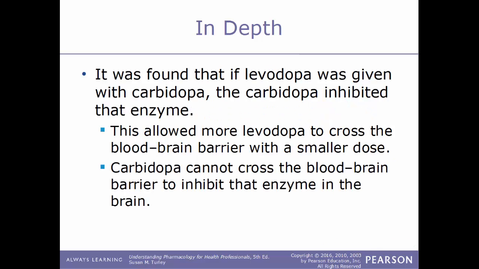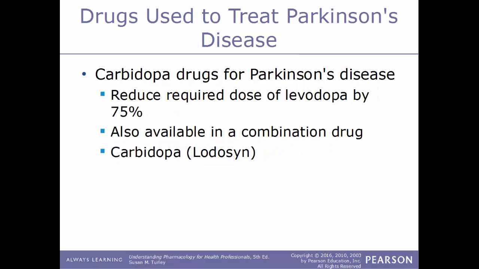Now it was found that if levodopa was given with carbidopa, the carbidopa inhibited that enzyme. So this allowed more levodopa to cross that blood-brain barrier with a much smaller dose. And carbidopa cannot cross the blood-brain barrier to inhibit that enzyme within the brain. So carbidopa drugs for Parkinson's actually reduced the required dose of levodopa by 75%. And this is also available in a combination drug when treating Parkinson's disease. The brand name that carbidopa is sold under is Lodosyn.